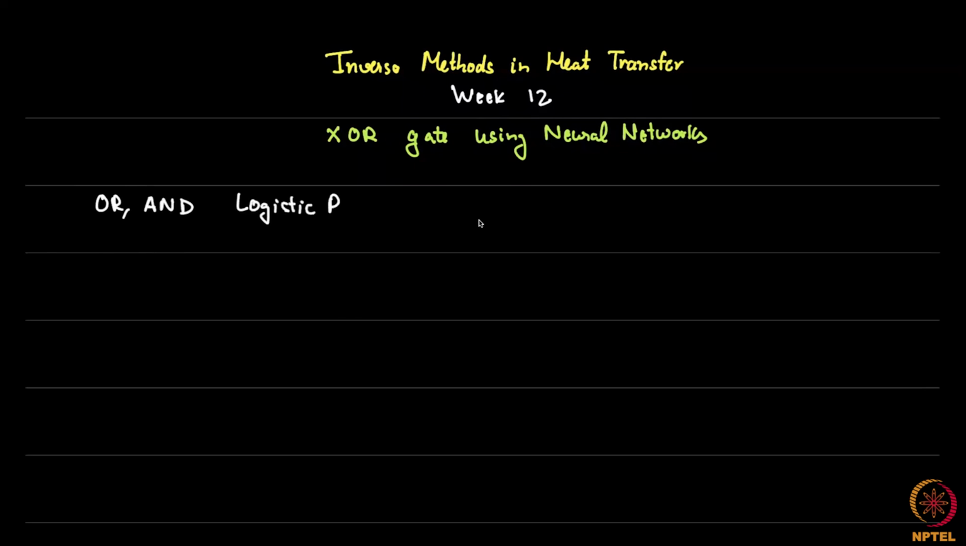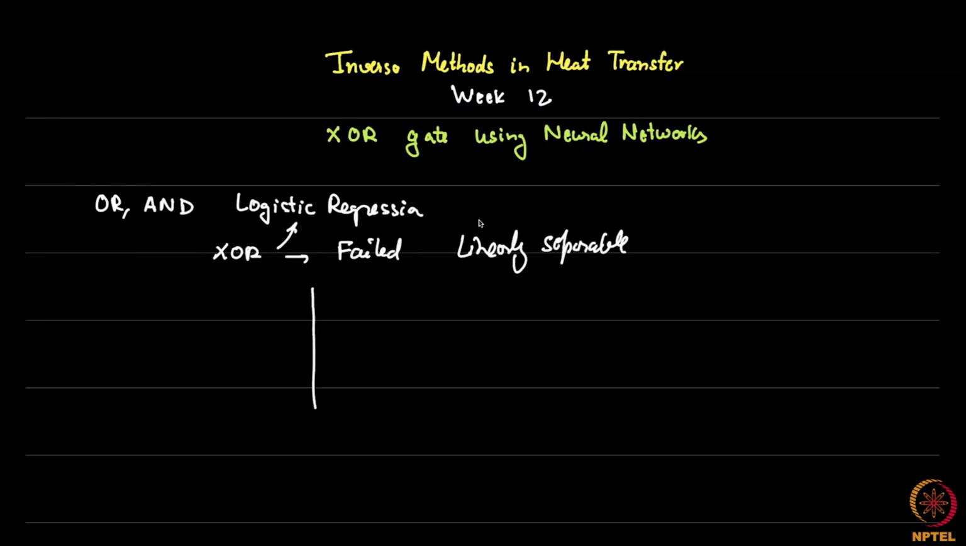We also tried to do XOR gate using logistic regression, and of course, we saw that it failed because this is not linearly separable. So because it was not linearly separable, we could no longer do XOR gate. But what really happened when we tried to do XOR gate using logistic regression, especially gradient descent, is that the answer converged, but to wrong weights. So it's not as if it did not converge. Gradient descent did converge, but it converged to the wrong weights.